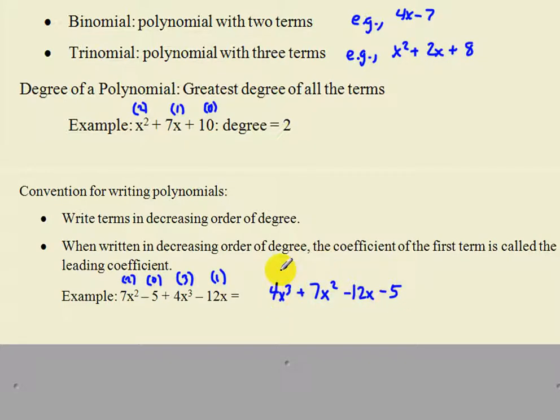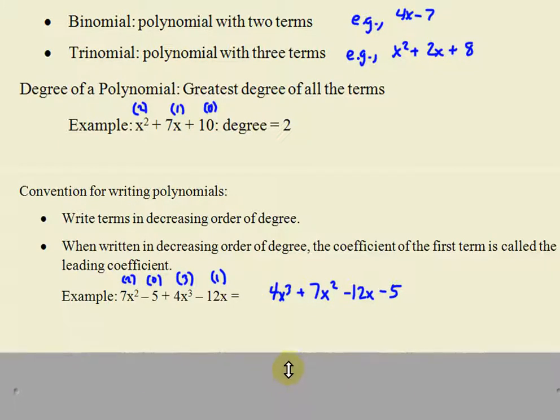So this would be written here in our conventional form, going in order from left to right, in decreasing or descending degree. And our leading coefficient here, now that it's written in that order, is the coefficient of the first term. So in other words, 4.